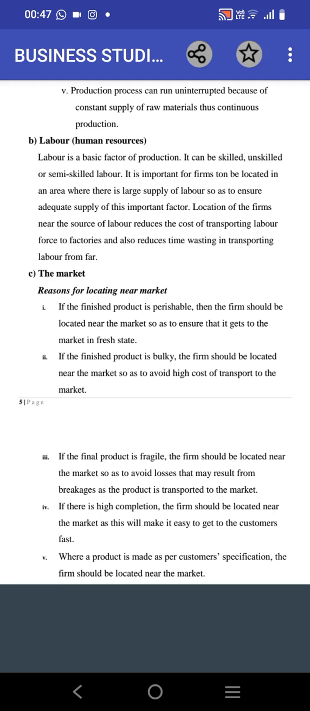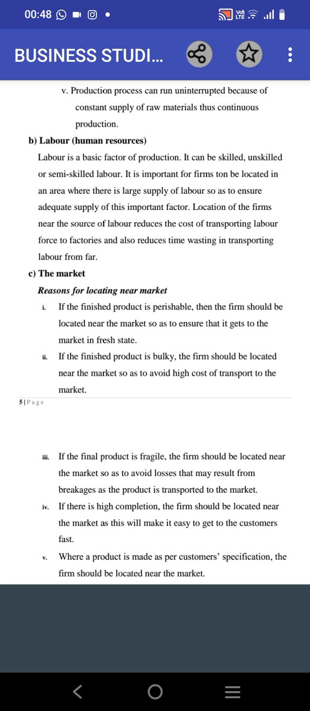Obviously, let's see the reasons for locating near the market. If the finished product is perishable, then the farm should locate near the market. If you have finished making your product and it is highly perishable, you should quickly take it to the market. So you should locate the farm near the market so as to transport quickly, and so the people could buy those.